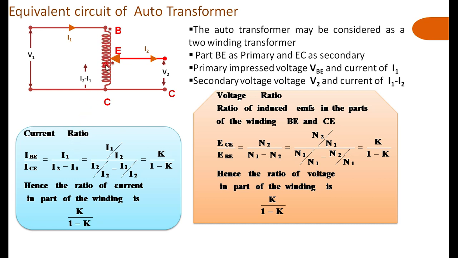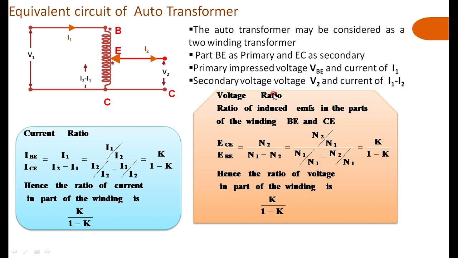The current which is flowing between E and C is I2 minus I1. Therefore, I am taking I2 minus I1, and dividing both numerator and denominator by I2, so that I1 by I2 is equal to K, and I2 by I2 gets cancelled. Therefore, you are getting 1 here. Once again, it is a transformation ratio K. Therefore, the transformation ratio for the current is K divided by 1 minus K.